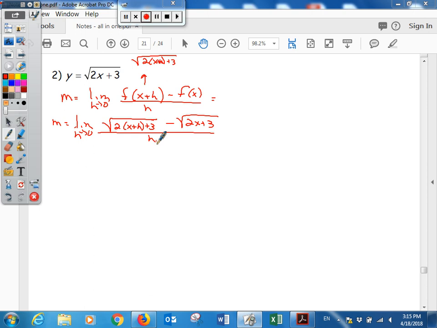Now, if we were to plug the 0 in for h, that's our first thing to try. We would end up with a 0 in the denominator, so that's not going to work. So we want to manipulate it, and this is the example where the conjugate would be the way to go because we've got radicals, so I want to multiply by the conjugate, which would be the square root of 2 times x plus h plus 3 plus the square root of 2x plus 3 on top and bottom.